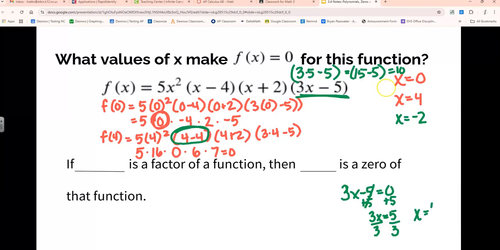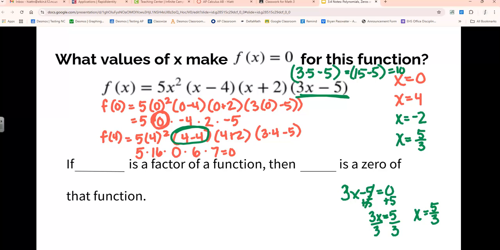So x would equal 5/3. Most of the time we'll just leave it as a fraction, but it's 1.6 repeating if you divide there. So those are your 4 zeros that you would have for this function. So we're going to walk through a few more of these.